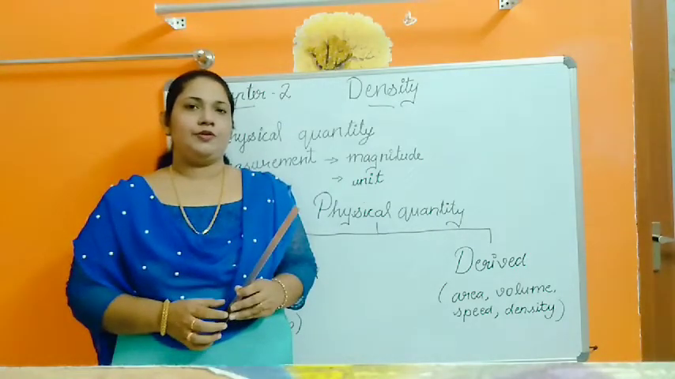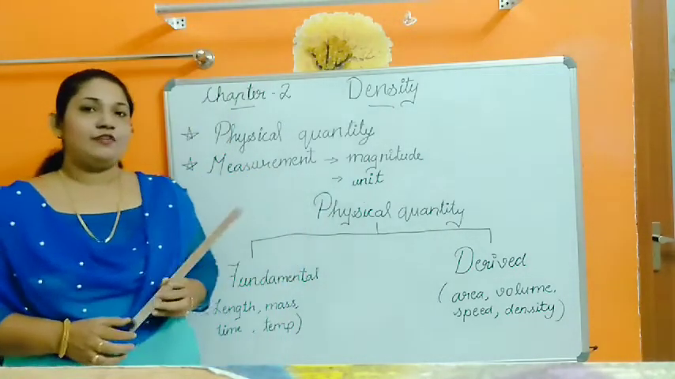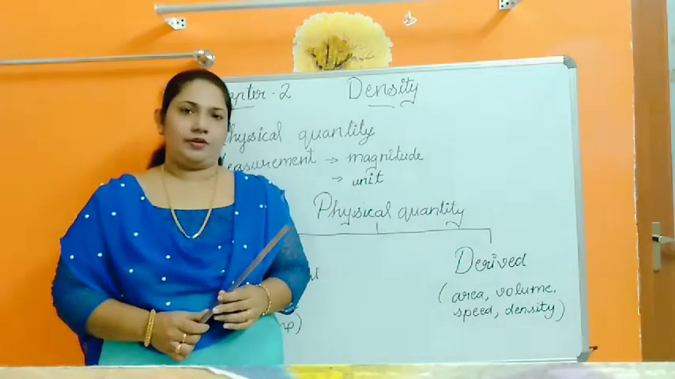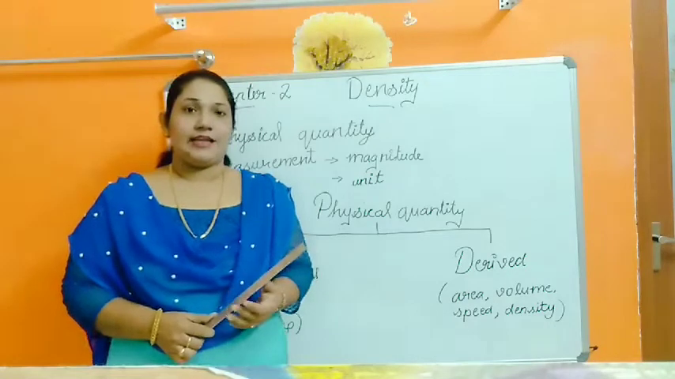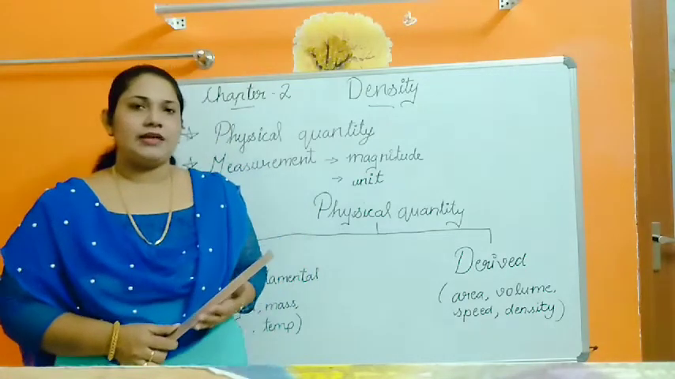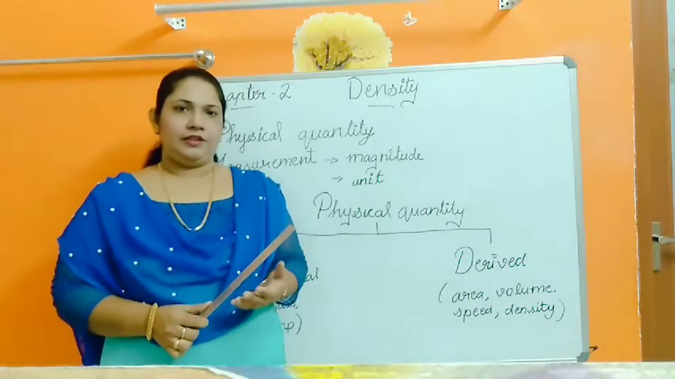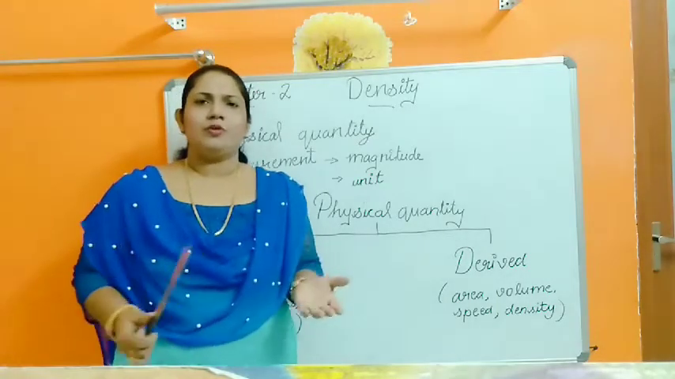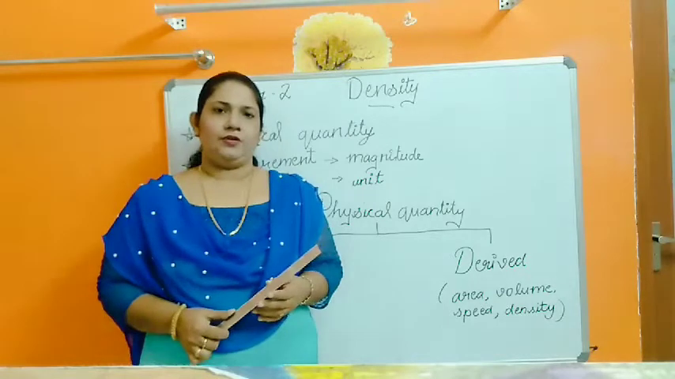One of the first things you should know is about physical quantities. What do you mean by a physical quantity? Any quantity which can be measured is termed as a physical quantity. That is, if you are able to measure it, then it is a physical quantity. If you are not able to measure, it is not a physical quantity.